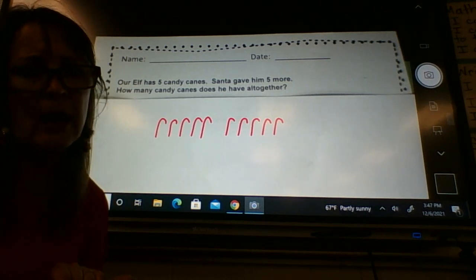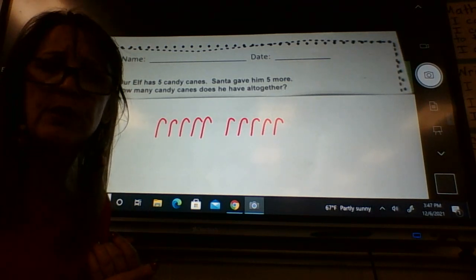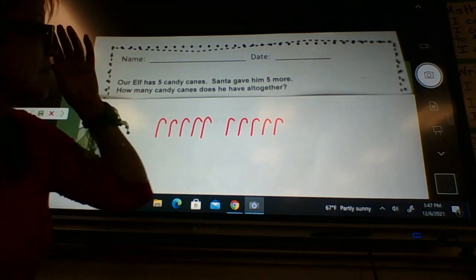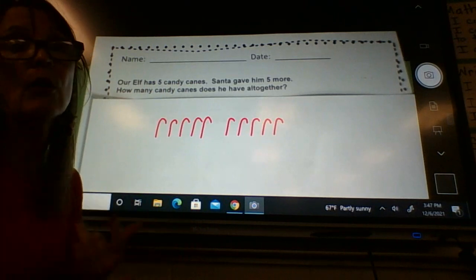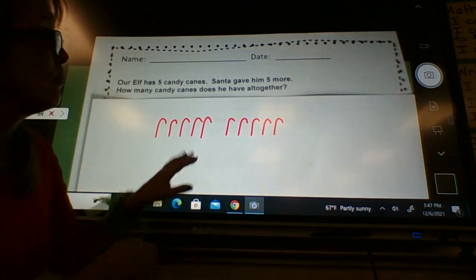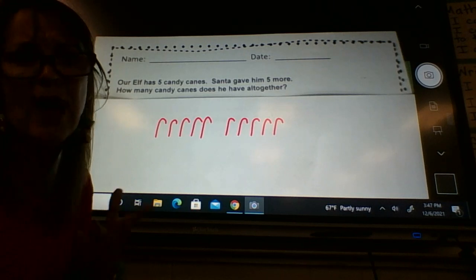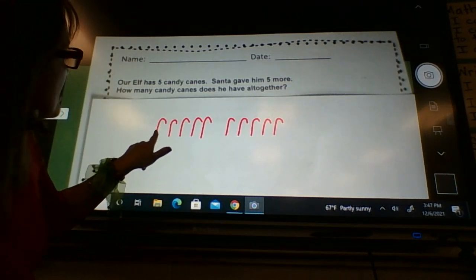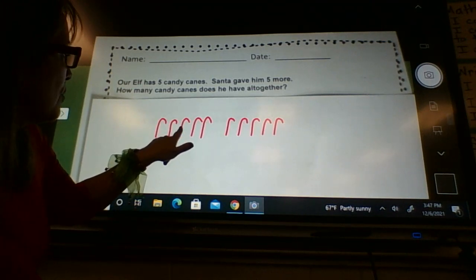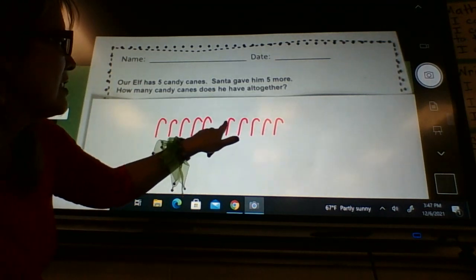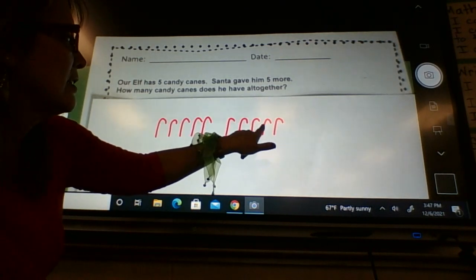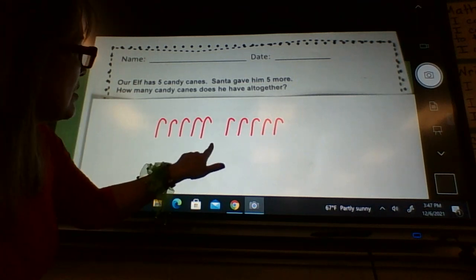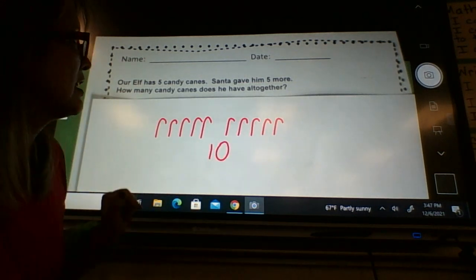So we want to think about it. Do you think he's going to have more than 5 or less than 5? And they should say, oh, there's going to be more than 5 because he had 5 and Santa gave him 5 more. So here now we're going to count how many he's got. 1, 2, 3, 4, 5, 6, 7, 8, 9, 10. He's got 10 candy canes. So they can write their answer underneath.